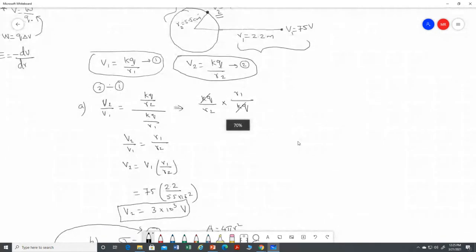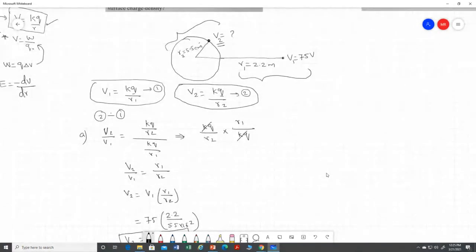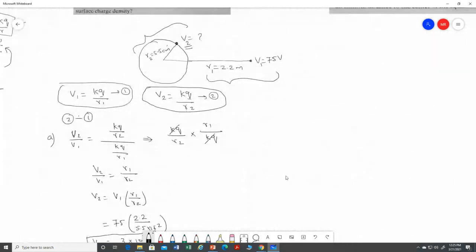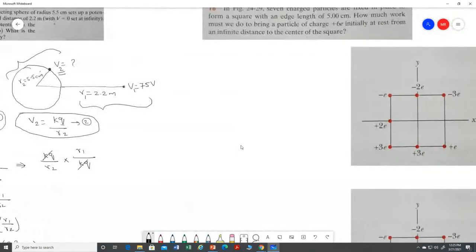Do you have any doubt in this question? If you have any doubt, please ask me. First of all, my dear, every time read the question, first you bring the diagram. When you draw the diagram based on the information, it will be very easy to solve. Clear? Okay, clear.